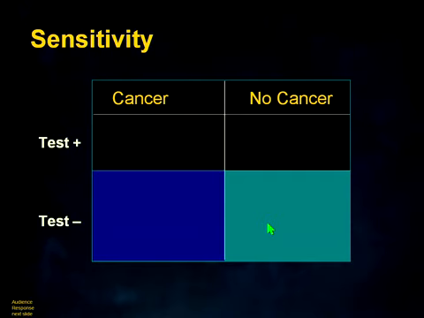The biggest mistake people make is they put disease in the wrong spot. So disease is always on top, test is always on the side. Because if you reversed it, your answers are all going to be backwards.